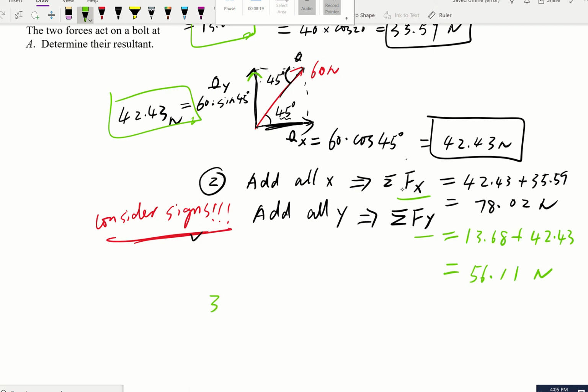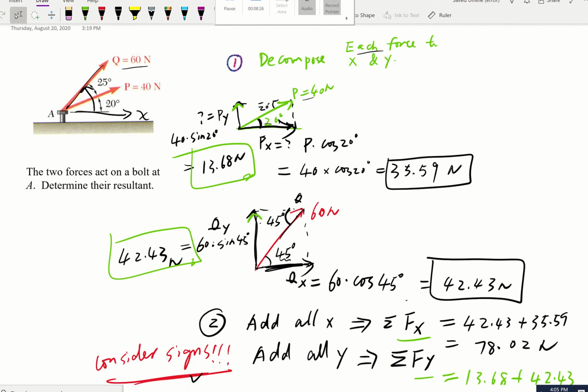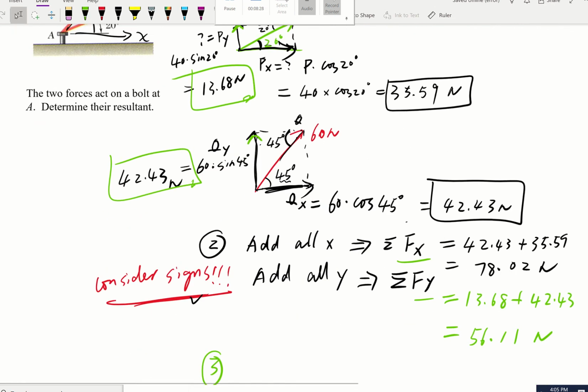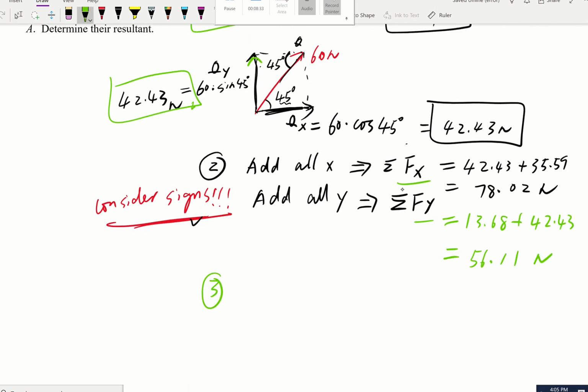Now the last step is we are going to combine, right? Earlier in the first step, we decompose. And then second, we add them together, x and y respectively. And now, remember what we did in the previous video? This is going to be sum of Fx. This is going to be sum of Fy. And you want to find out what's going to be the resultant. It's going to be here. That's going to be your R. And how do we calculate R? R is using this formula.